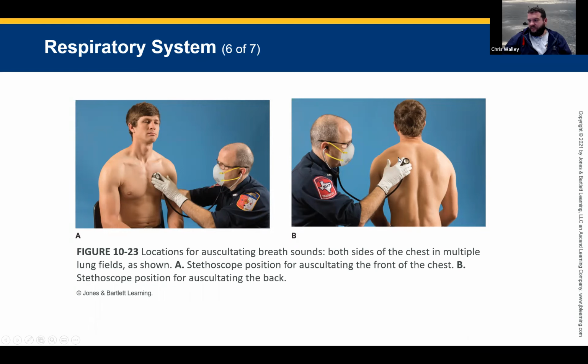But same thing here, upper lobes and lower lobes, we're checking for breath sounds. You don't have to have them remove their shirt, but you do want to take your stethoscope and go underneath, because any type of barrier creates a barrier of sound and an interference when you put your stethoscope on.